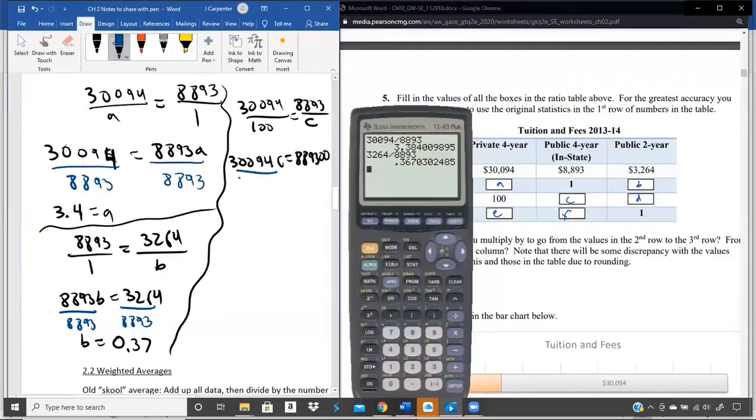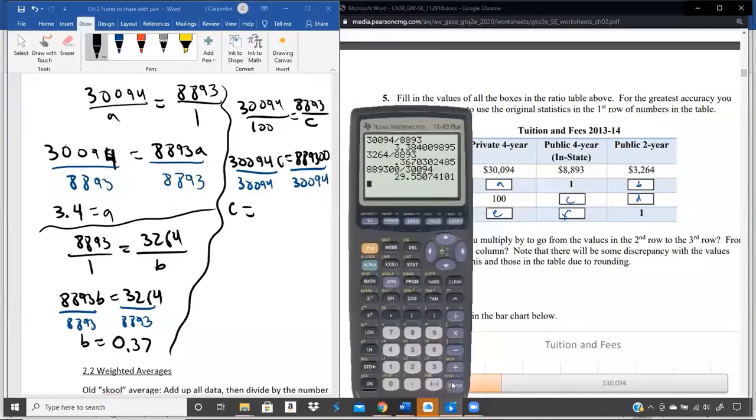Divide both sides by the 30,094. Make sure you're doing your algebra correctly. Again, you are supposed to be experts of algebra at this level, not crazy algebra experts, just the simple stuff. And yes, this is simple stuff. Do your math. So 889,300 divided by 30,094.